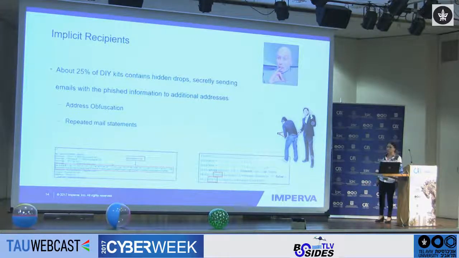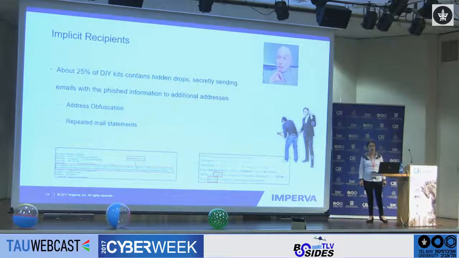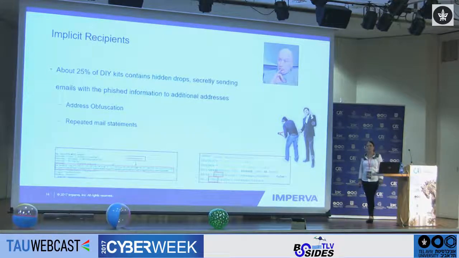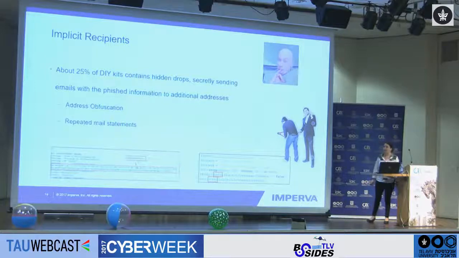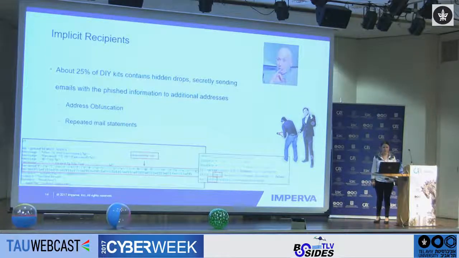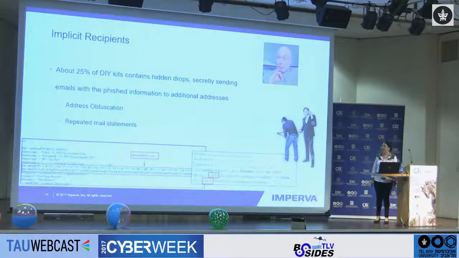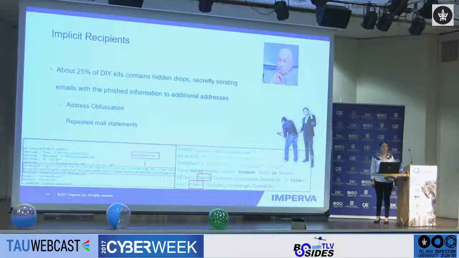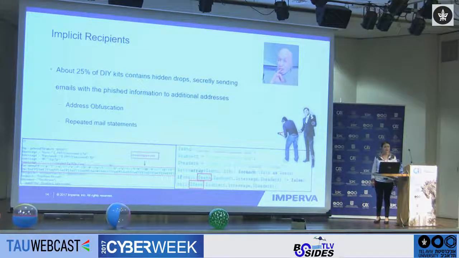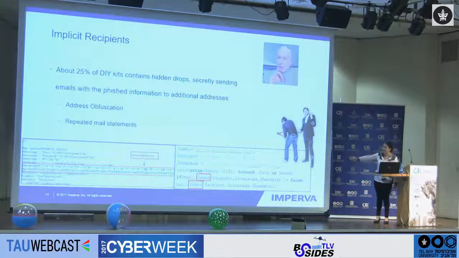We saw multiple techniques to hide the author's email address, but the popular few are address obfuscation, and repeated mail statements that leverage the fact that PHP is case sensitive for variable names. Thus, the apparently repeated email statements actually have two different recipients.